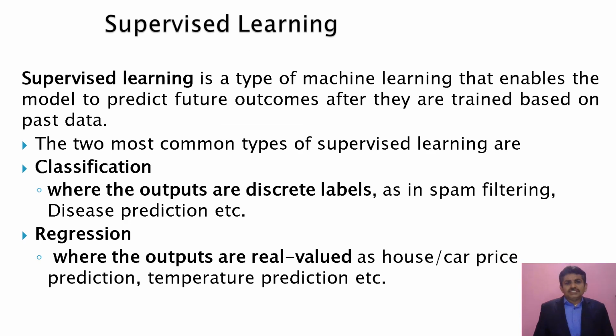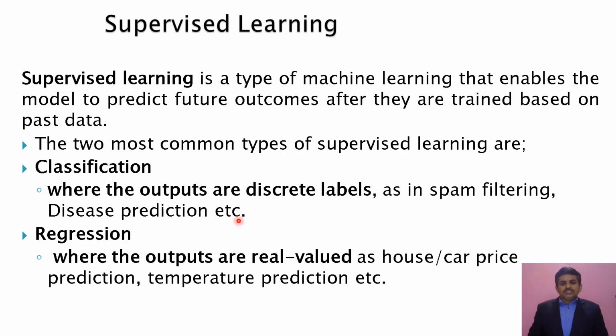The first machine learning type is supervised learning. Supervised learning is a type of machine learning that enables the model to predict future outcomes after it is trained based on past data. The two most common types of supervised learning are classification and regression. Classification, where the outputs are discrete labels, as in spam filtering, disease prediction, etc.